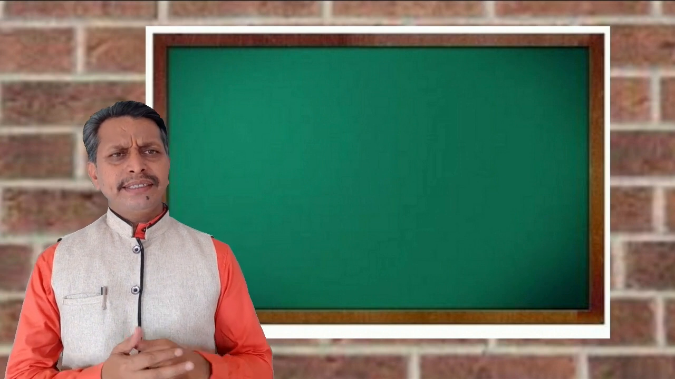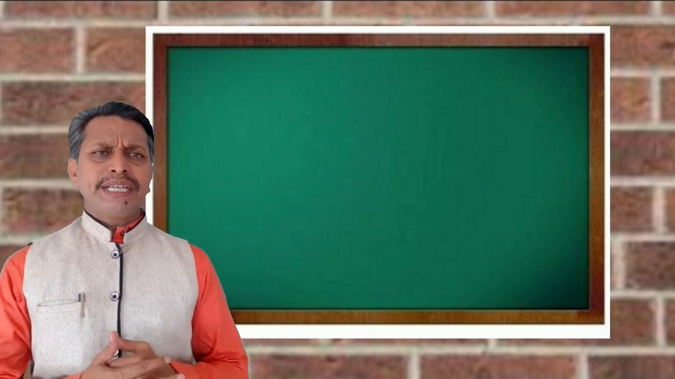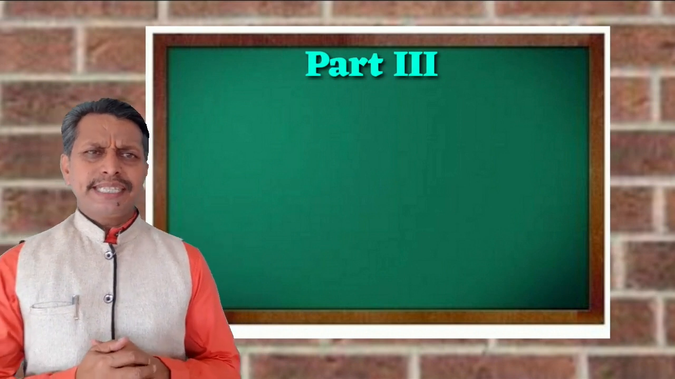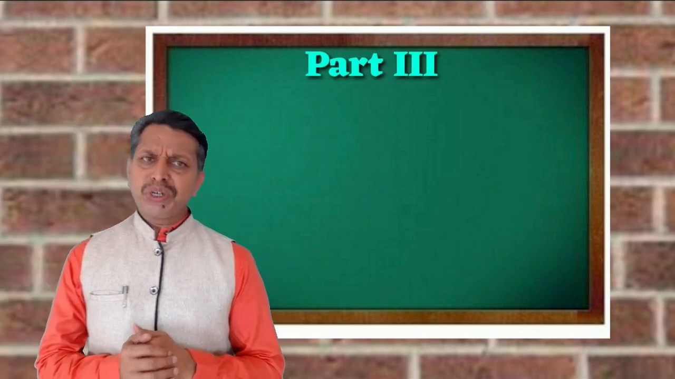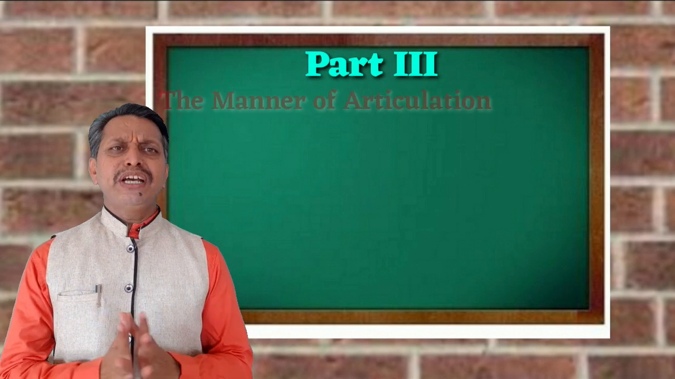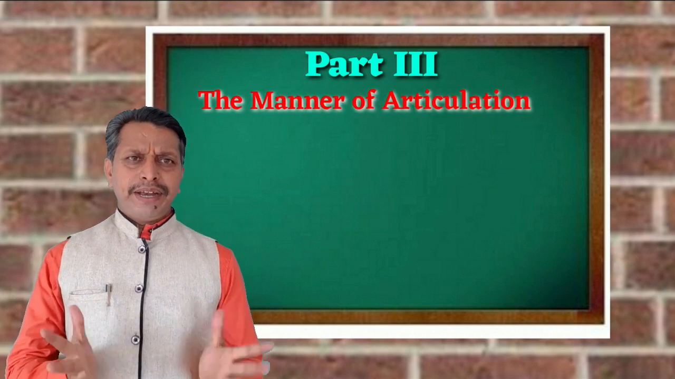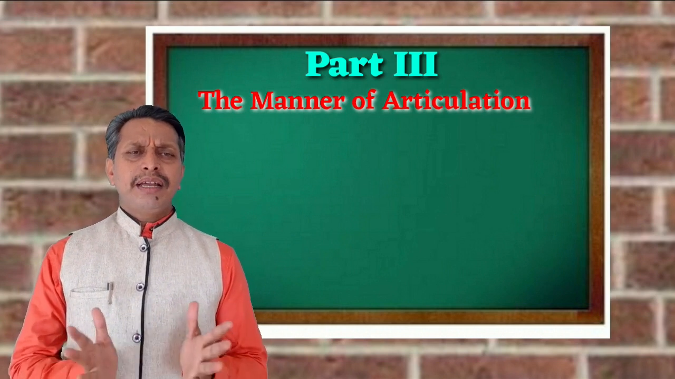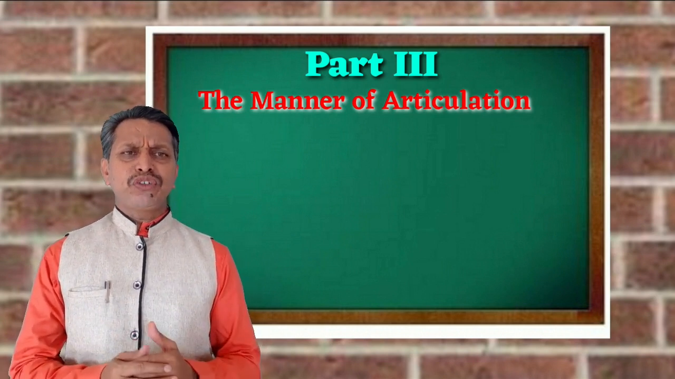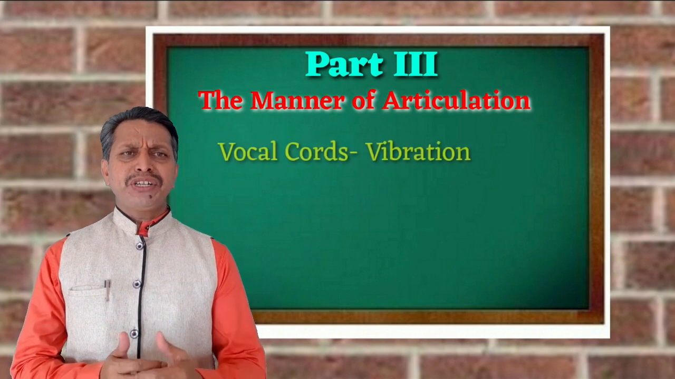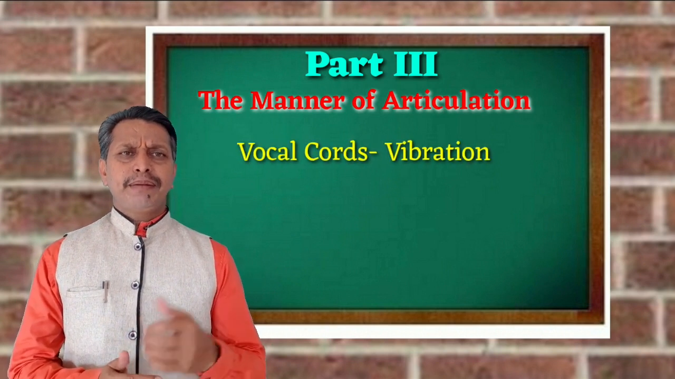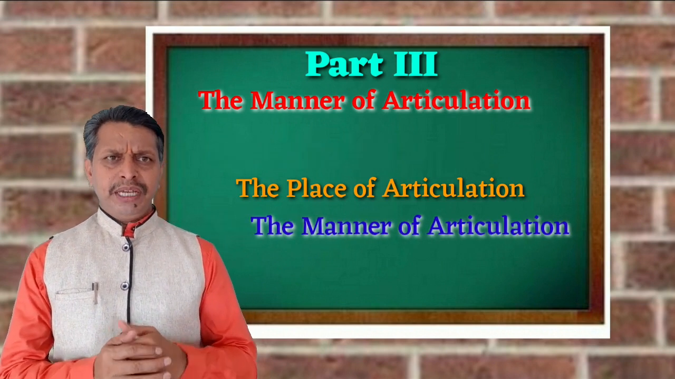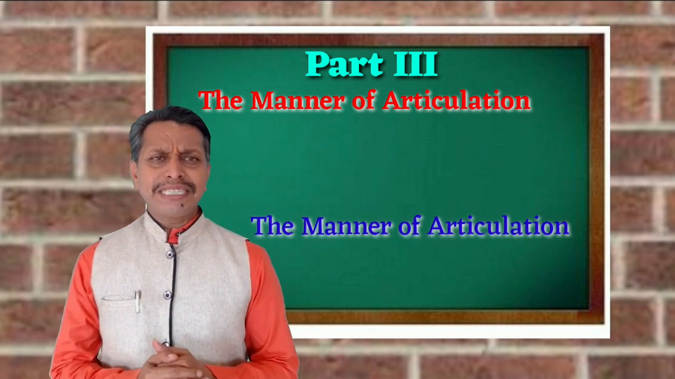Friends, in this third video, we are going to discuss a very important part of the description and classification of English consonants, that is the manner of articulation. Friends, all 24 consonants are distributed on the basis of vibration of vocal cords, the place of articulation and the manner of articulation. What is considered in the manner of articulation?